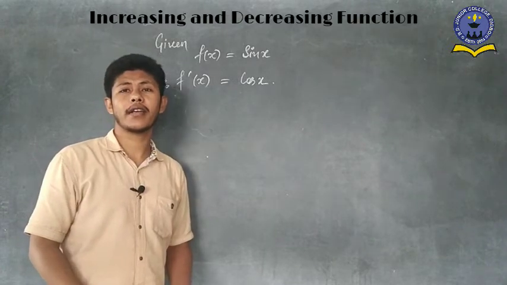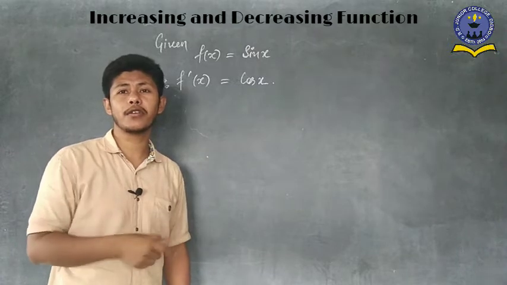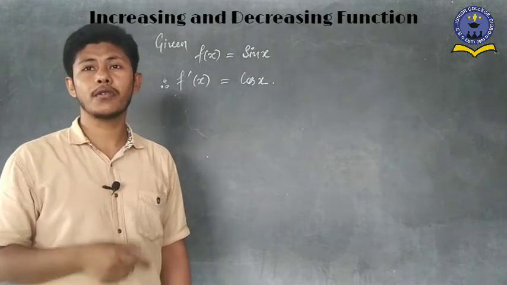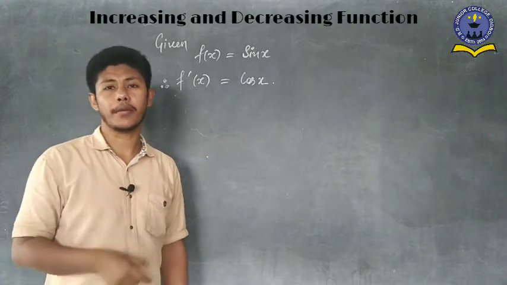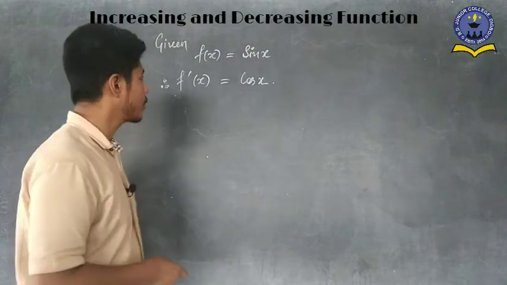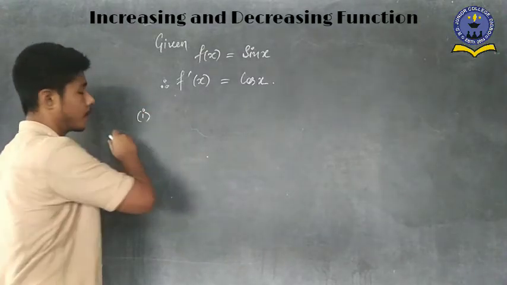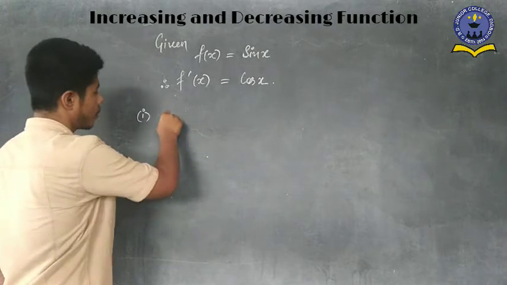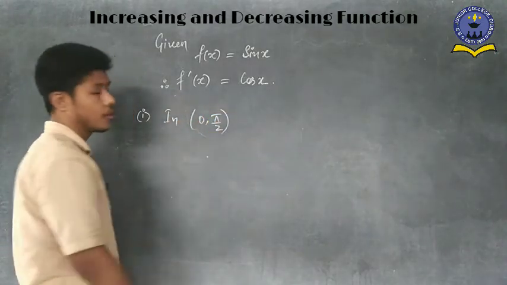Now after getting this one, we have to check out the interval here. The first one is given here. What we need to prove in the first question: we need to prove f(x) is strictly increasing in 0 to pi by 2. The first condition is given here. In which interval do we need to prove this? 0 to pi by 2.